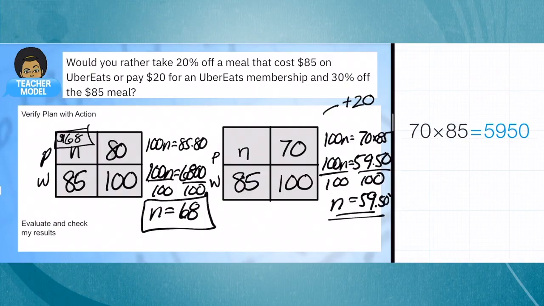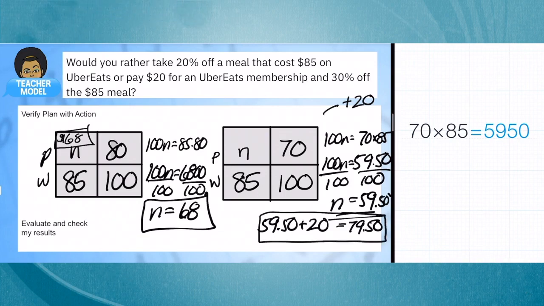Remember, we're gonna add the $20 to that. So $59.50 plus 20 makes this meal $79.50. And this is more expensive. So I'd rather pay $68 than $79.